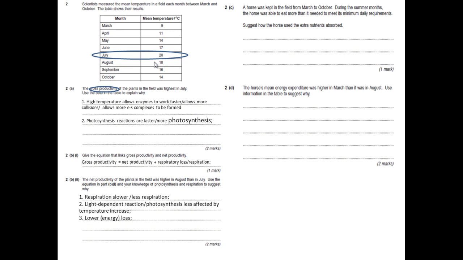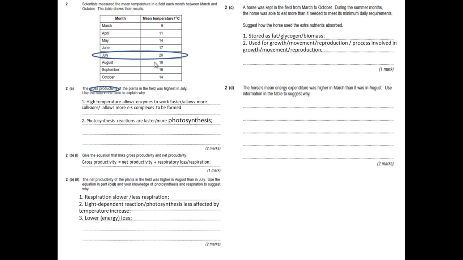2C. The horse was kept in the field from March to October. During these months the horse was able to eat more than it needed to meet its minimum daily requirements. Explain how the horse used the extra nutrients absorbed. Again, this could be about horses, it could be about anything. So how extra nutrients are used if they're not utilised in respiration. They could be stored as fat, glycogen or biomass, and then they could be used for something like growth, movement, reproduction, something along those lines. So essentially anything that isn't their minimum daily requirements.